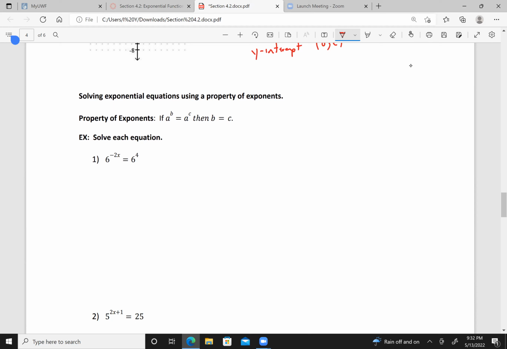So we can look at exponential equations in a different fashion too. We have a property of exponents. If a to the b power is equal to a to the c power, then b equals c. So here I have 6 to the -2x equals 6 to the 4. That means that -2x equals 4. We divide by -2 and we get x equals -2.